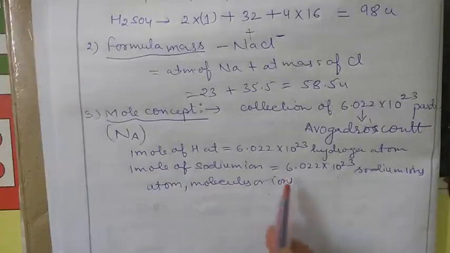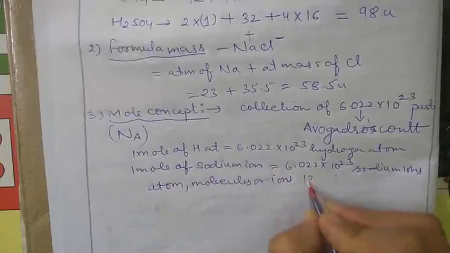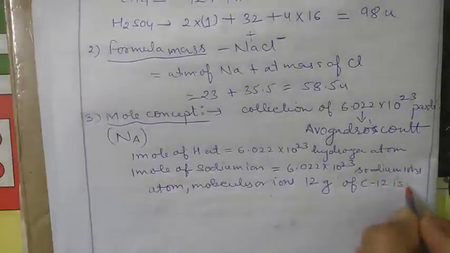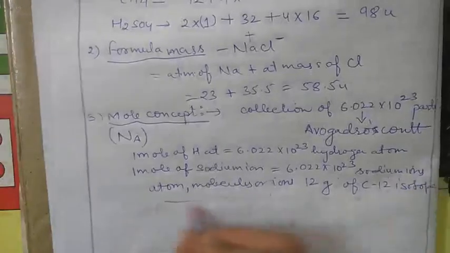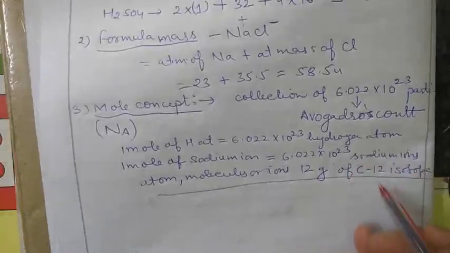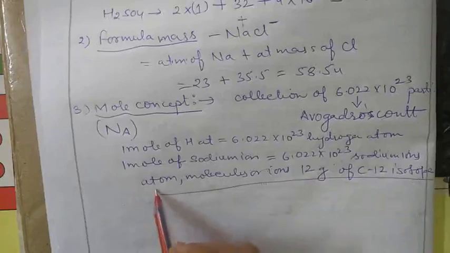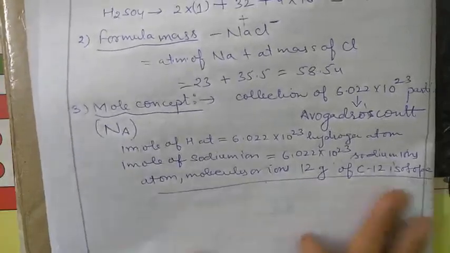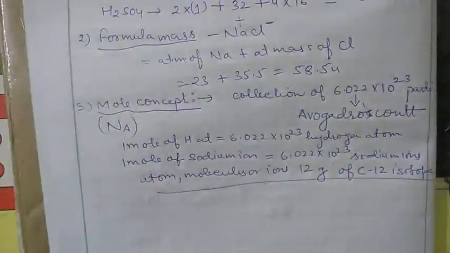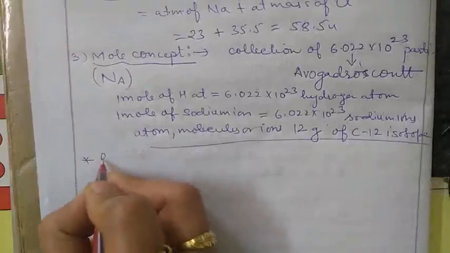Clear? As there are atoms in exactly 12 gram of carbon-12 isotope. So carbon-12 is taken as a standard. The carbon-12 isotope is taken as a standard unit to explain the concept of the mole. Okay, to explain the concept of the mole.